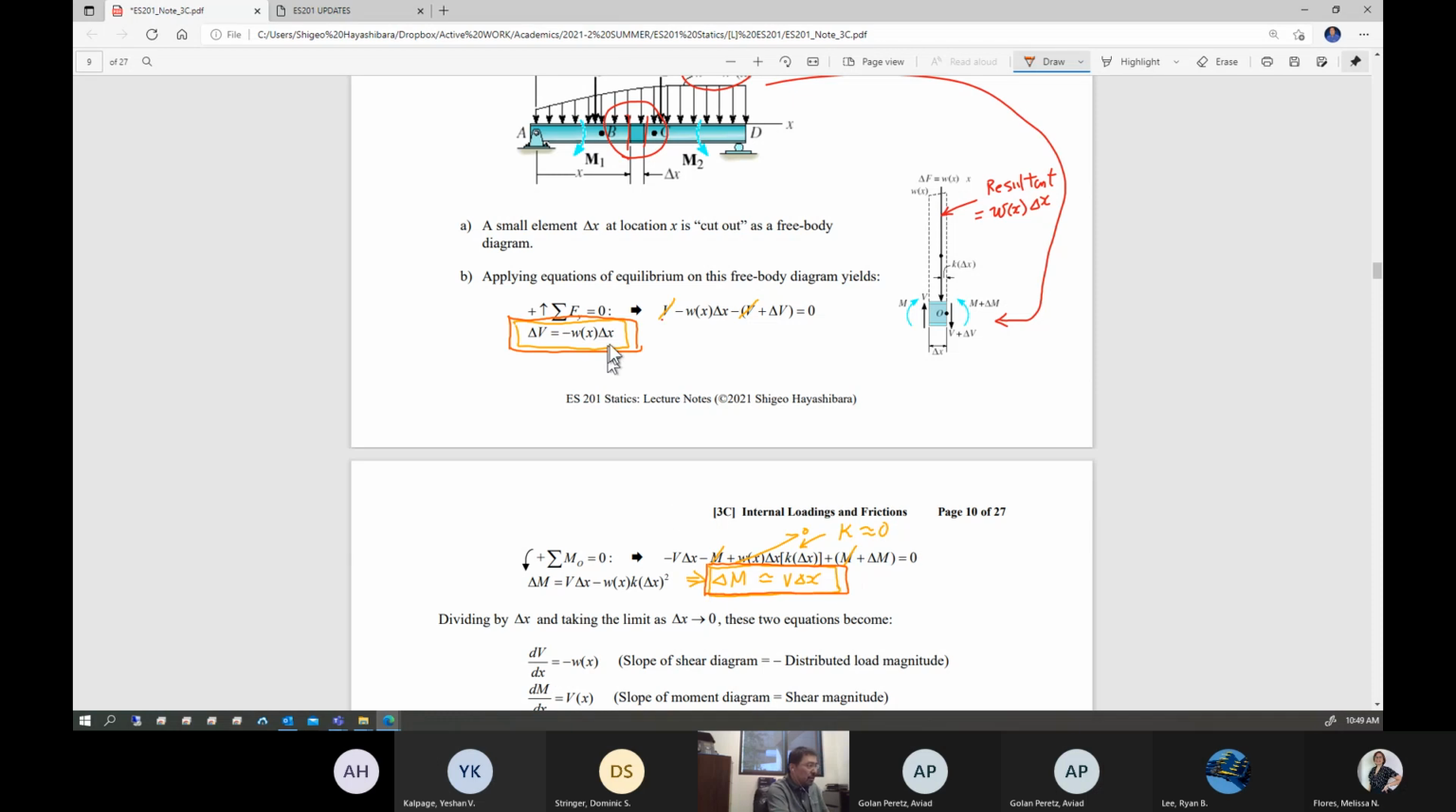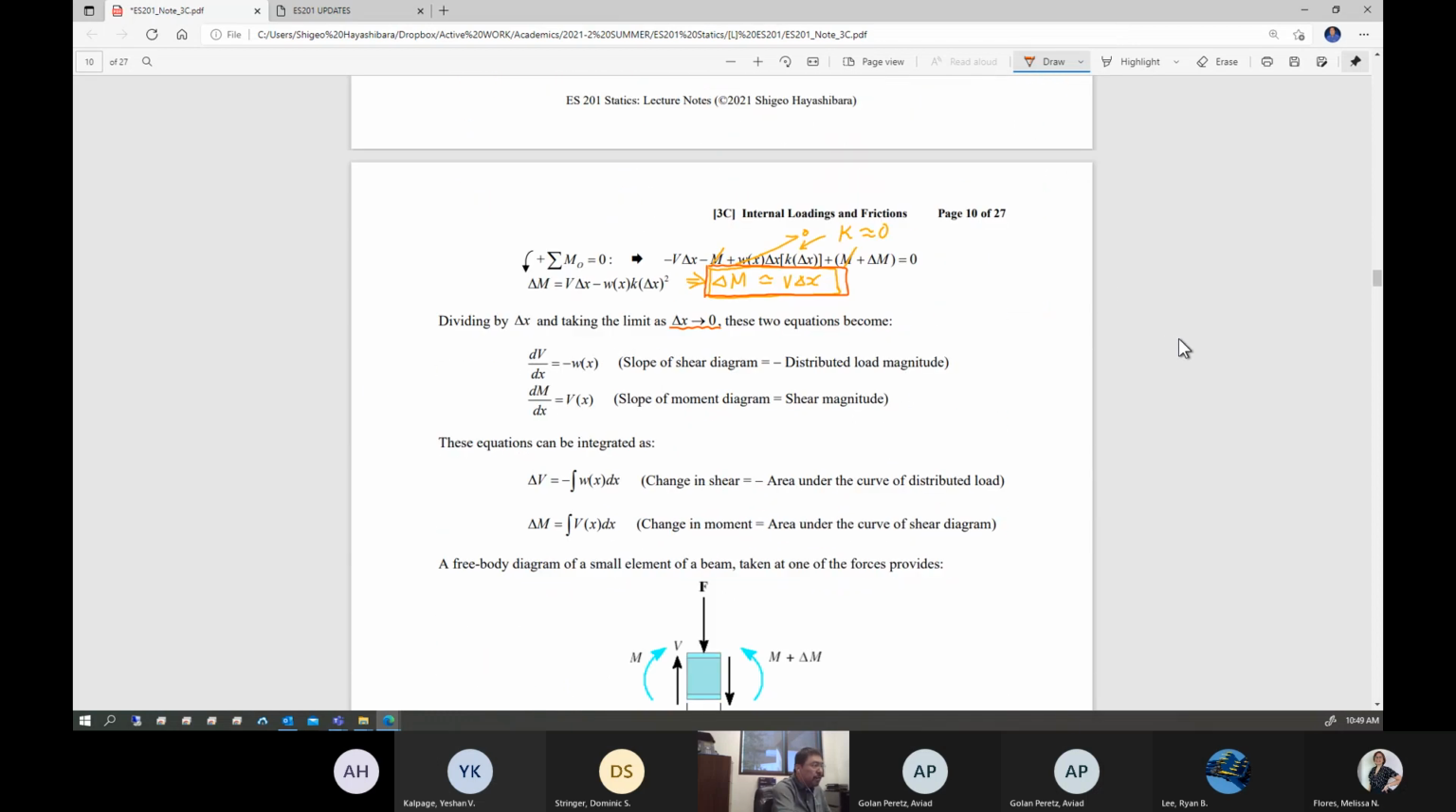Okay. Now let's take delta x going very, very small. It's going to be taking the limit of delta x approaching 0. Those two equations will give you differential equations. This is the differential equation relating the internal shear to the distributed loading. This is the equation relating internal bending moment to the shear. Okay. So once you establish the shear diagram, using that shear, you can establish the moment diagram. That's how you go. Okay.